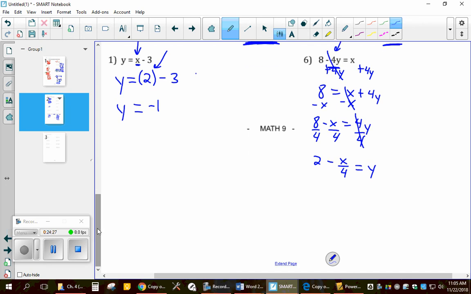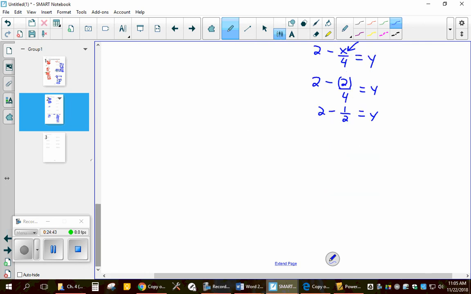Now I need to go 2 minus, instead of an x, I'm going to put a 2 in there. So 2 over 4 is equal to y. So this is really 2 minus a half, right? 2 over 4 is a half. And now, oh, I got fractions, right? It's really 2 over 1, so I'm going to call that 4 over 2 minus 1 over 2, which is equal to y. So this is really 4 minus 1 is 3 over 2 is equal to y.